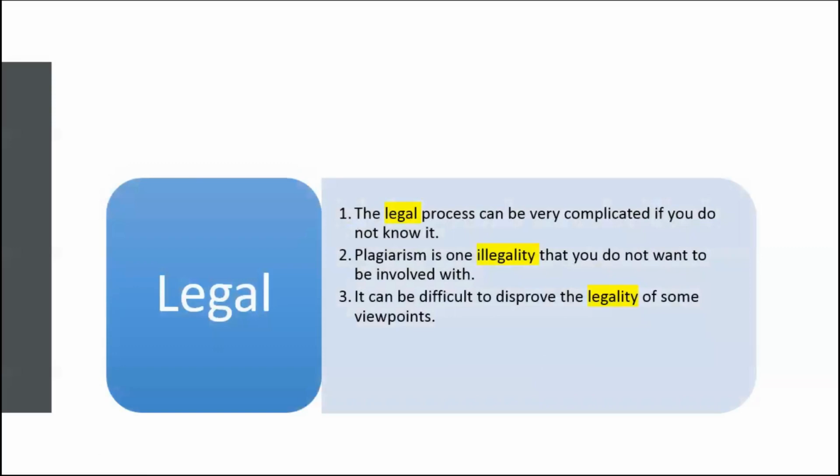Legal. The legal process can be very complicated if you do not know it. Plagiarism is one illegality that you do not want to be involved with. Okay, illegality. It can be difficult to disprove the legality of some viewpoints. Okay, so there's some nouns there, negative with IL.